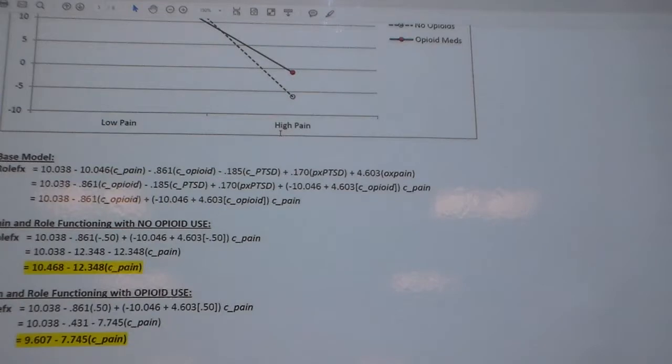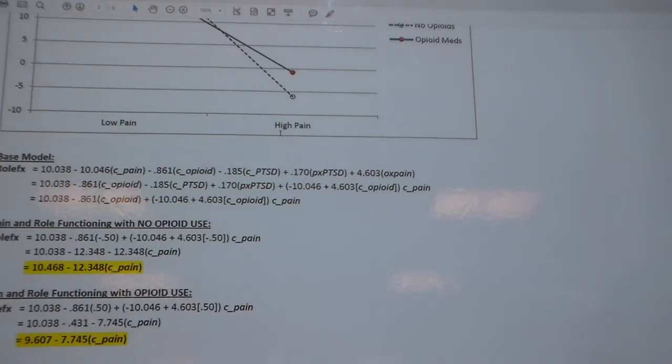But this time, our conditional effect is what, Lauren? Pain. Yeah. Opiate use is our moderator, pain is our conditional effect, right? So we go through and we've got our equation from our base model. We bring down terms that aren't related to our conditional effect. So intercept comes down, pain's my conditional effect, so I'm going to hold on to that. Opiate use isn't my conditional effect. PTSD isn't.